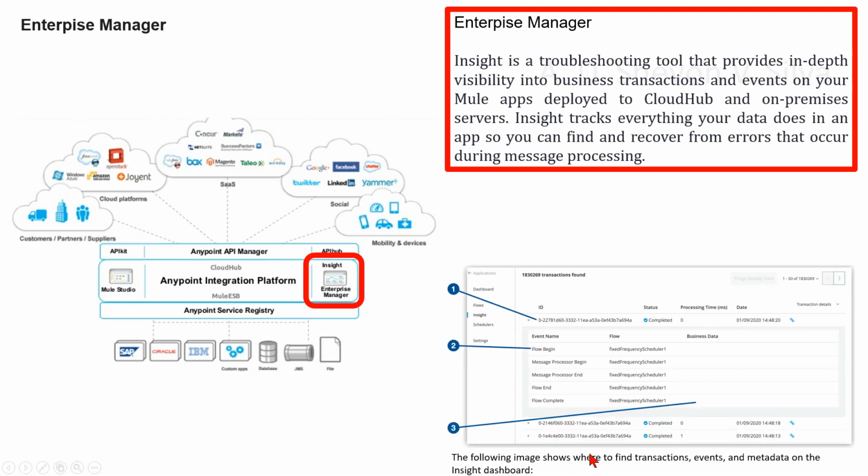The following image shows where to find transactions, events, and metadata on the Insight dashboard. This screenshot shows 1 the transaction level, 2 the event level, and 3 the metadata level on the Insight dashboard.